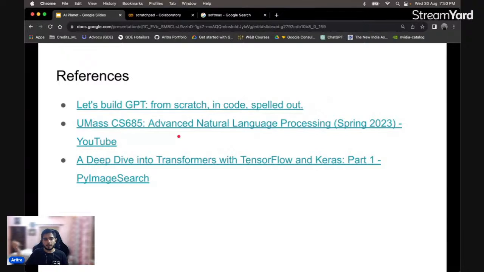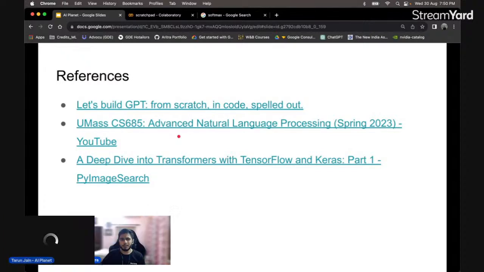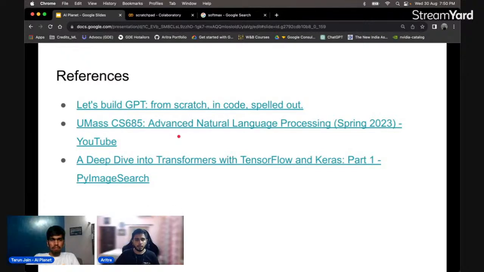And a deep dive into transformers with TensorFlow and Keras, part one from PyImageSearch, that is where I work. It is also my and Ritvik's take on transformers, how the evolution of transformers came into play, and how we can implement a transformer in maybe 500 to 600 lines of code, and it's all good to go.